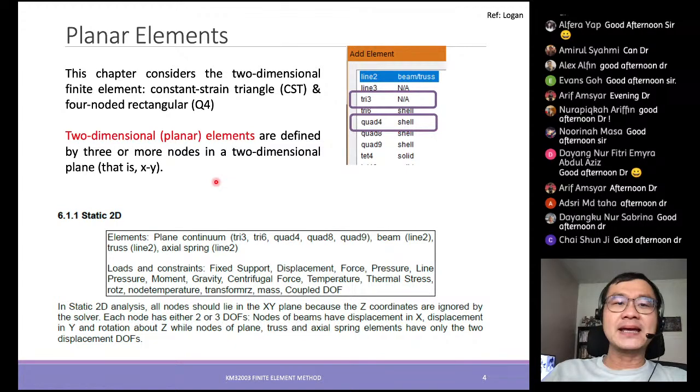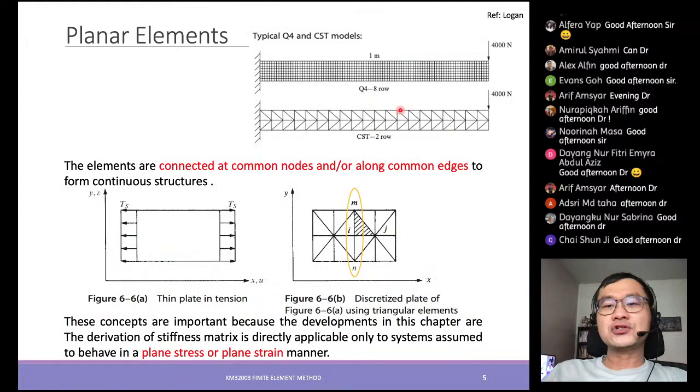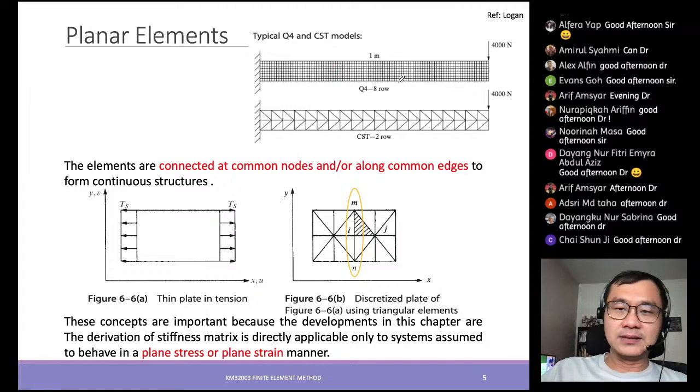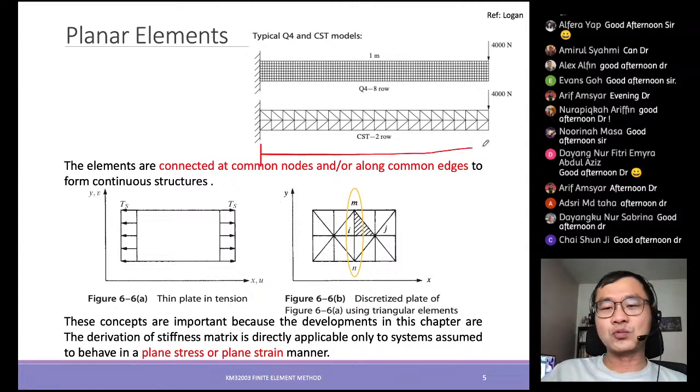Here is an example of a problem extracted from the textbook written by Professor Logan, which consists of a simple beam problem. In our previous methods, we may assume this as one single particular beam problem, either with two elements, element 1, element 2, or you can break it into more elements.